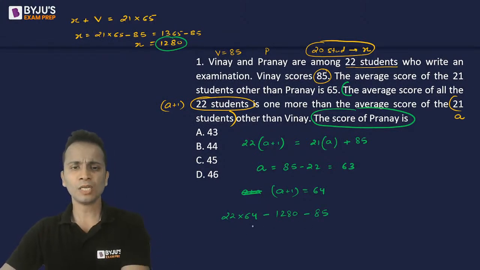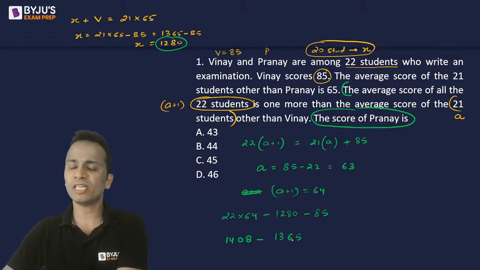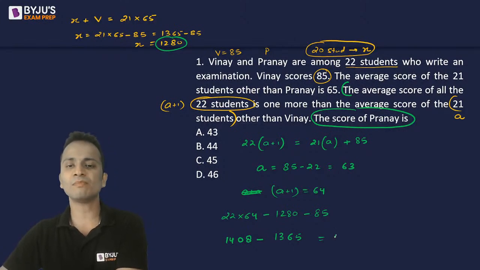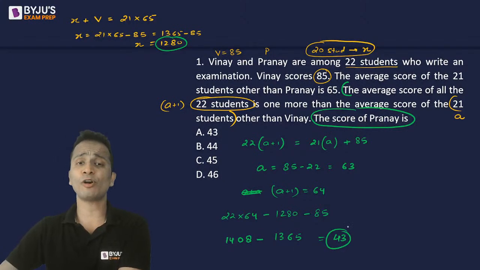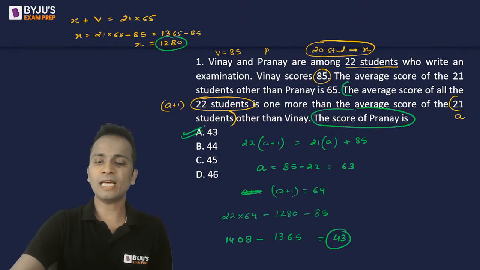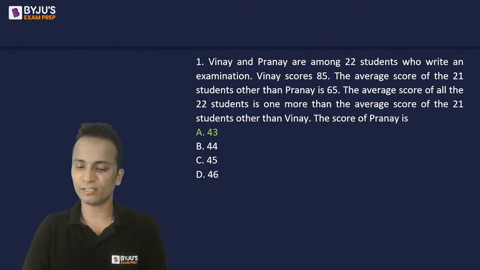So let's do that. So 2 into 4 is 8. Then 8 plus 12 is 20. 0 to carry forward. 12 and 2, 14. 1408 minus 1280 and 85 इनको ऐड कर देते हैं, so it will become 1365. Okay, so 1408 minus 1365, that comes out to be 43, and 43 is the answer for this question. So option number A, that is 43, is the correct answer for this one.